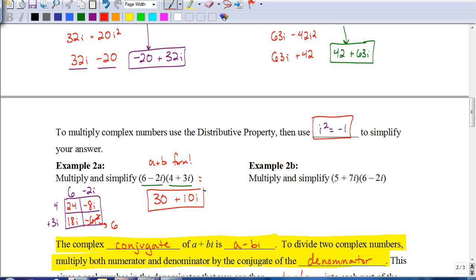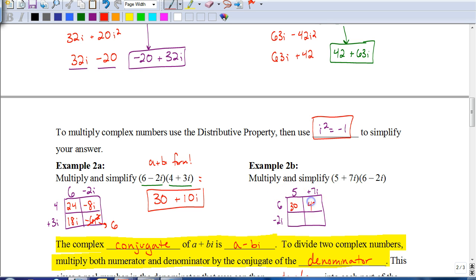Okay, why don't you take a minute now and work on this next problem. We're going to multiply 5 plus 7i times 6 minus 2i. So why don't you pause this video and hit play when you're ready to check your answers. Okay, so what we should have done here is, if we use the window method, we'd set it up like this, where it would be 5 plus 7i and 6 minus 2i. Don't forget your pluses and minuses in there. That makes it important. So 6 times 5 is 30.